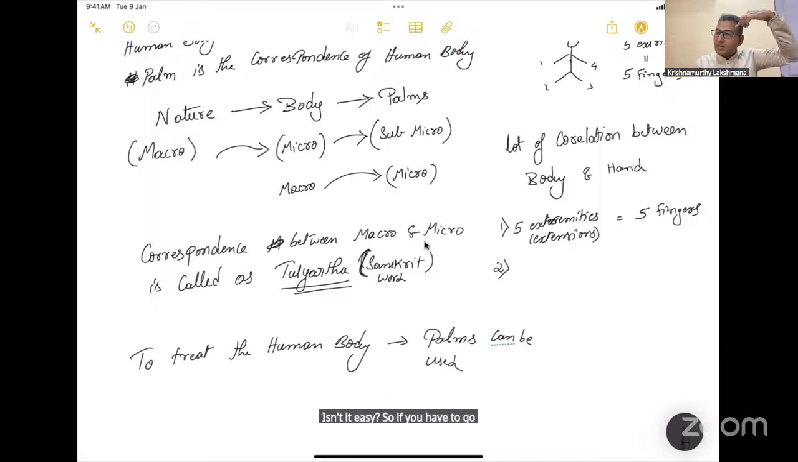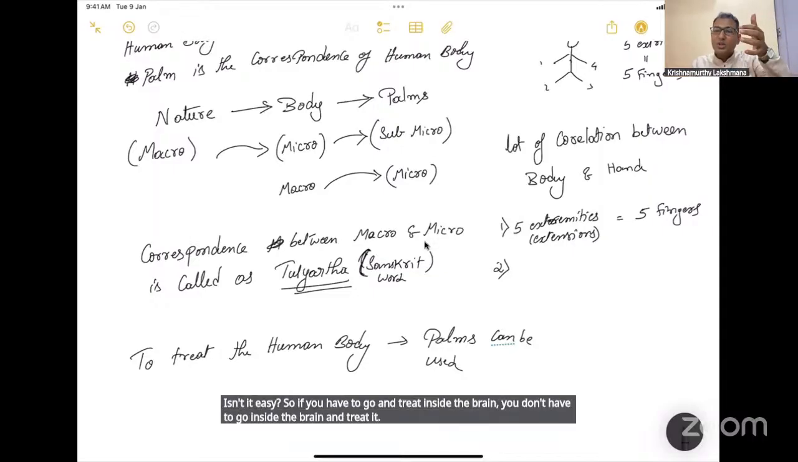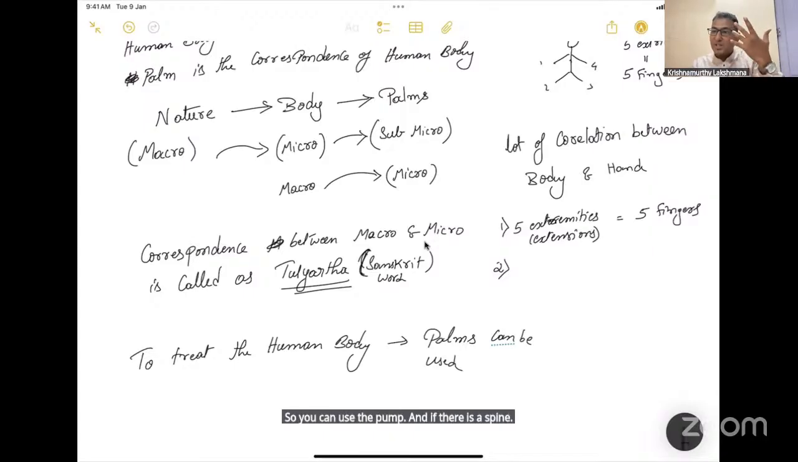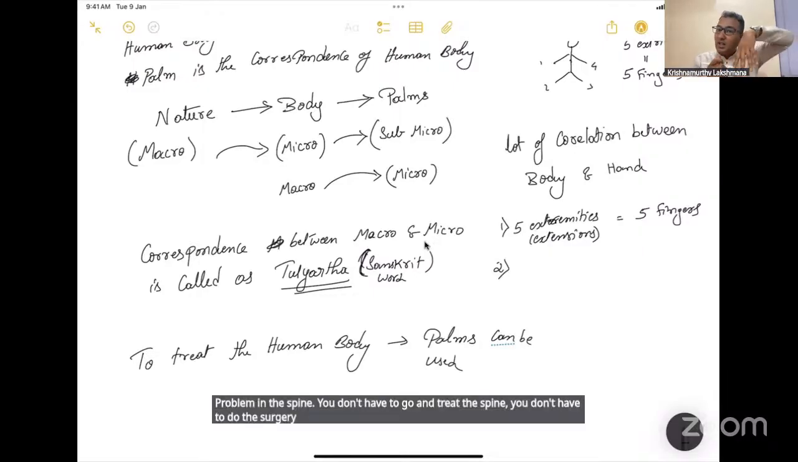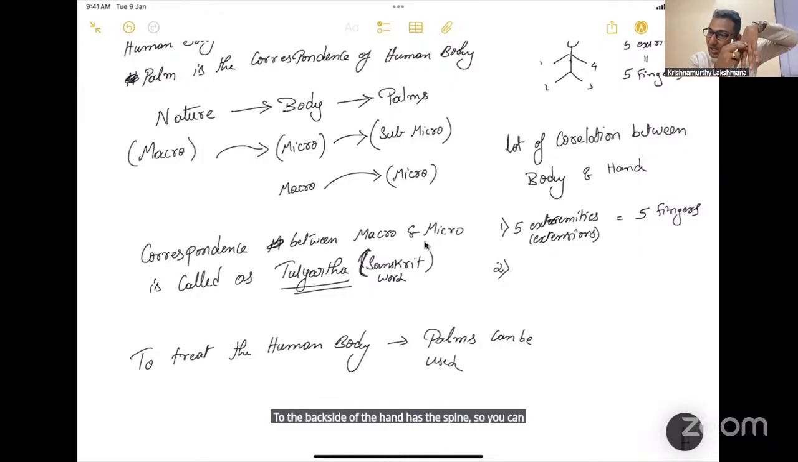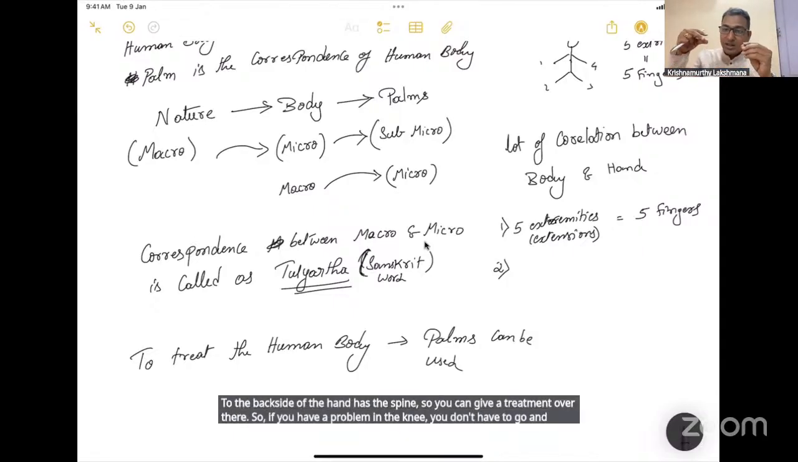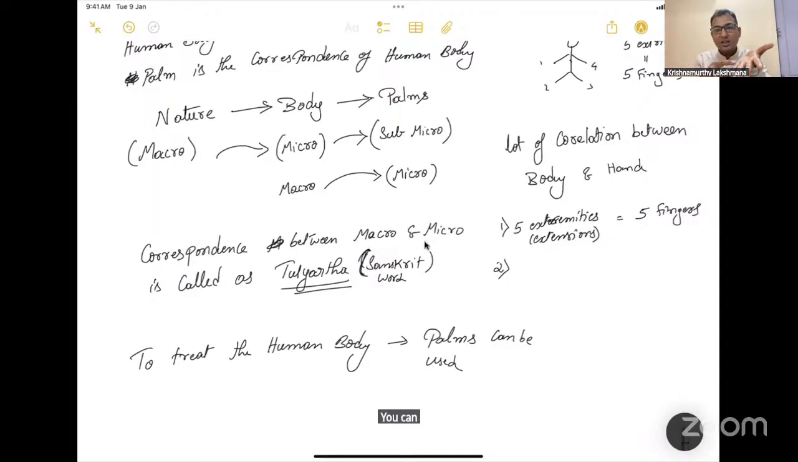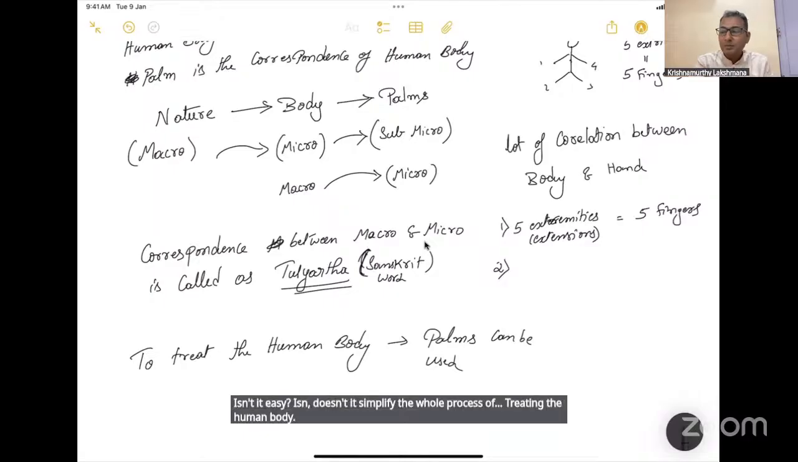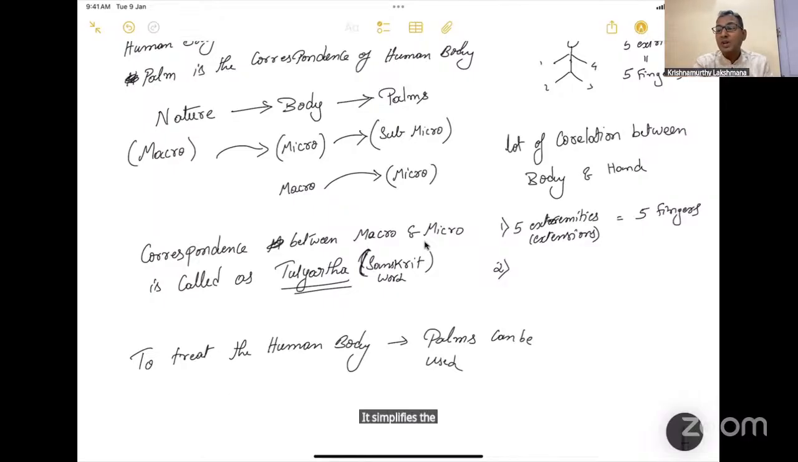So if you have to treat inside the brain, you don't have to go inside the brain and treat it. You can use the palm. And if there is a problem in the spine, you don't have to do the surgery to the spine. The back side of the hand has the spine, so you can give a treatment over there. If you have a problem in the knee, you don't have to do a surgery to the knee. You can do the treatment to the knee. Knee is in these joints. Isn't it easy? Doesn't it simplify the whole process of treating the human body? It makes it so much simpler. Okay. So this concept of nature, macro to micro, is called tulyartha.